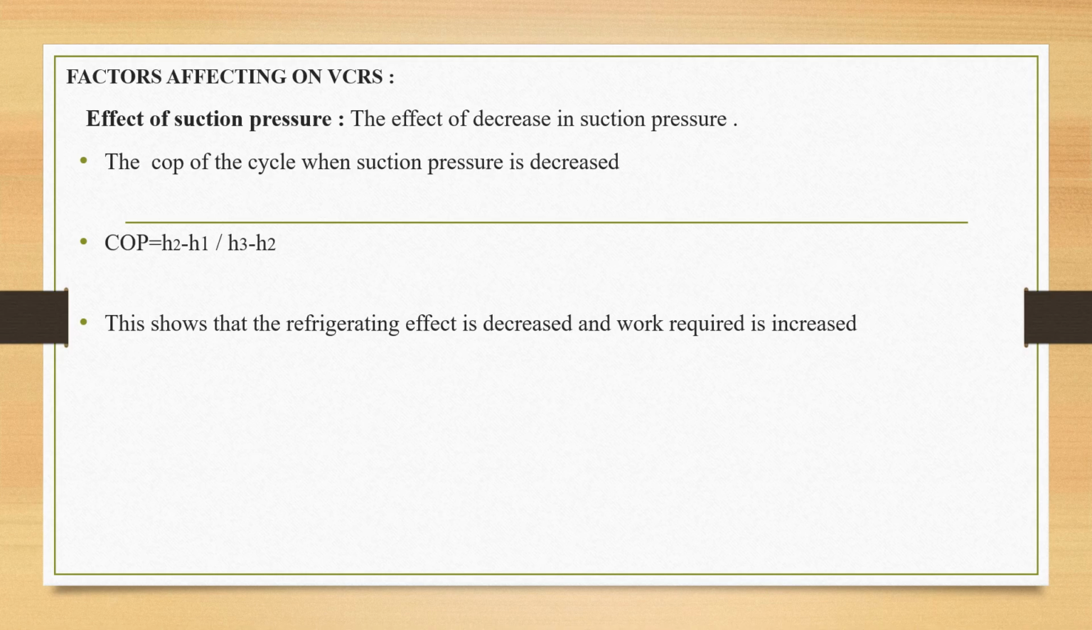Factors affecting VCRS. Effect of suction pressure. How the suction pressure affects VCRS. The effect of decreasing suction pressure on the COP of the cycle: COP is equal to H2 minus H1 divided by H3 minus H2. This shows the refrigerating effect is decreased and the work required is increased.